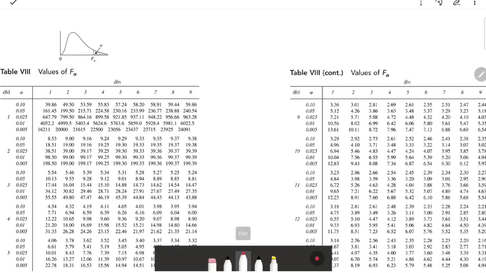So the way we had it, it said F of 0.01 and the DF given to us was 6, 3. So the first one is our numerator and the second one is the denominator. So we are going to go to our table first, go across. Now DFN represents numerator, so we have to find 6 in our numerator. Numerators are on the top row, so you go across till you get to 6, and then what's the denominator? It's 3. So this is the column.